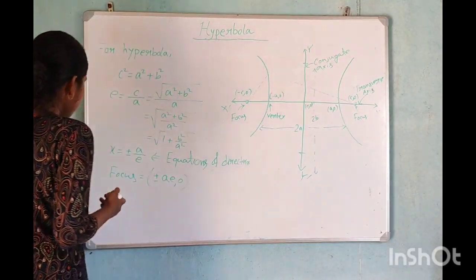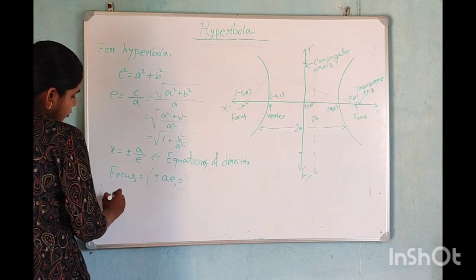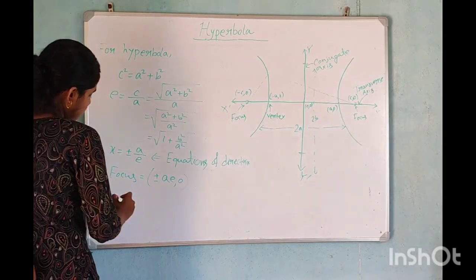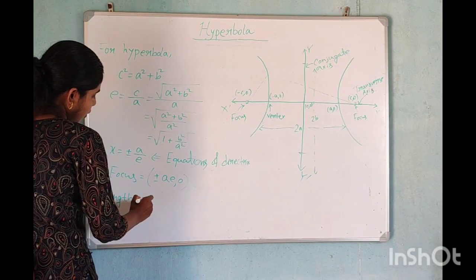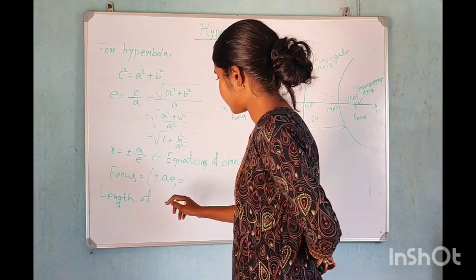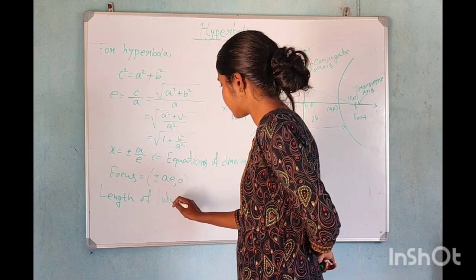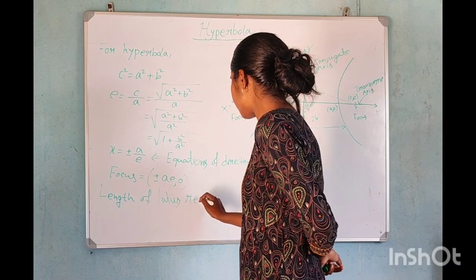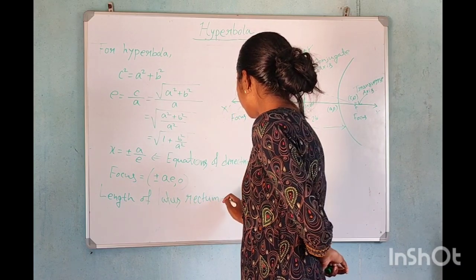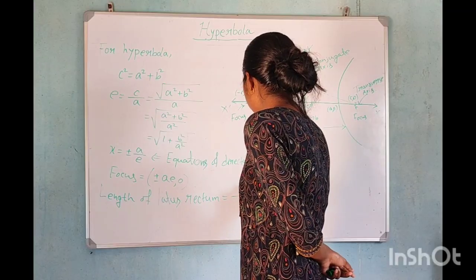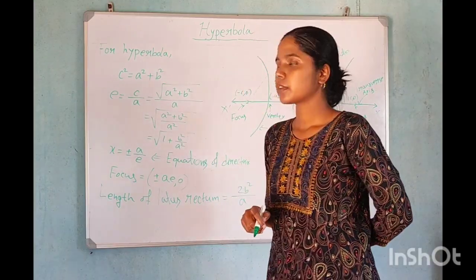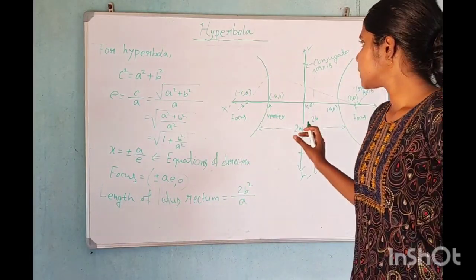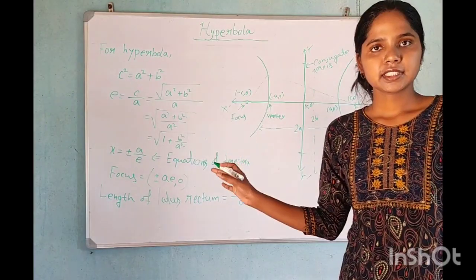So here also it is the same, and the length of the latus rectum formula is the same as the ellipse. So length of latus rectum equal to 2b square by a. Okay. So all the terms and the formulas we have discussed.